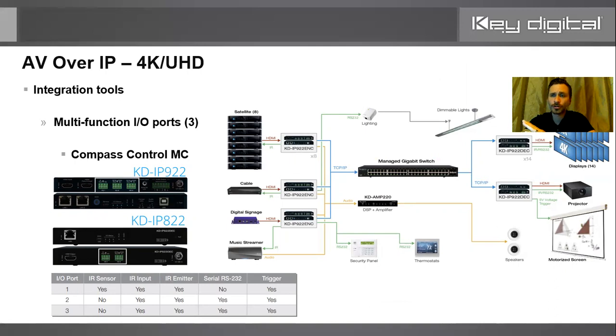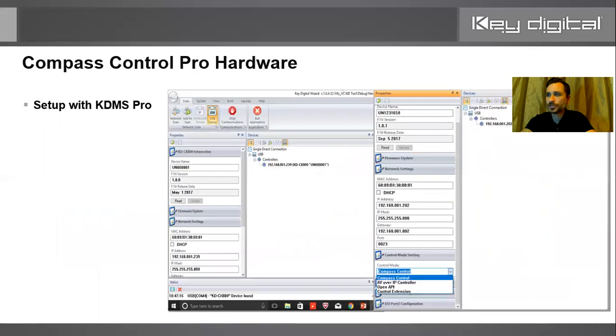So you could control all the sources, all the displays, the security system, the streaming audio, the lighting system, the thermostat, the amplifier, and more. No problem, it's all covered. Whereas if you're not using KeyDigital's AV over IP system, that's extra dollars and extra space in the rack, just adding to the value of what we do.